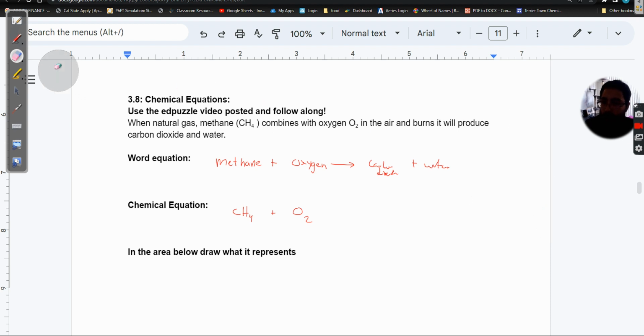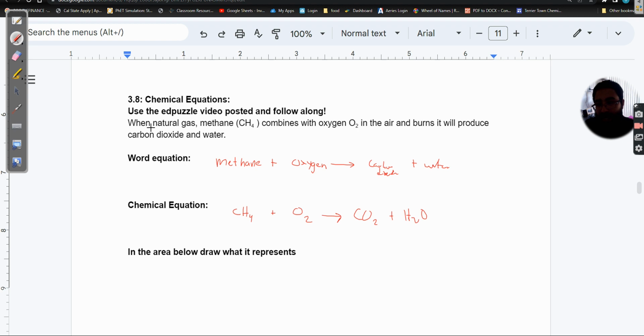Now, getting sidetracked. Carbon dioxide: carbon is C, dioxide, 2 oxygens, CO2. And then water, H2O. So that is our chemical equation. It is not a balanced chemical equation, but it is a chemical equation. Now, what you've got to do is think logically about what states of matter there are.